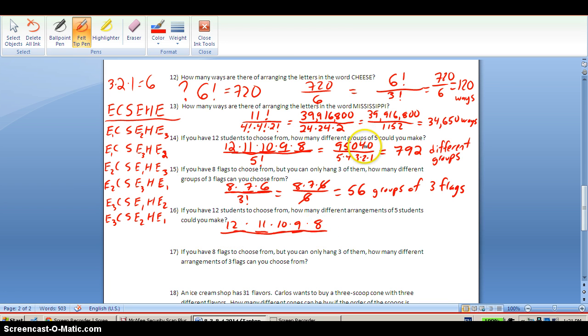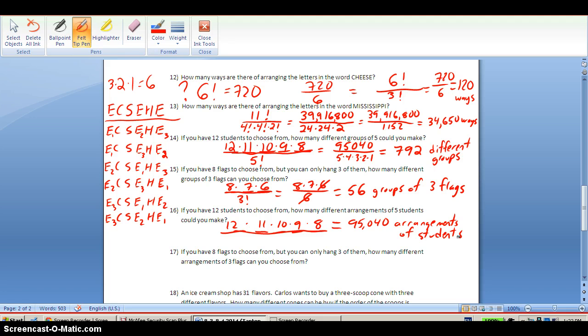I look back at number 14, which was very similar, except I was dividing by 5 factorial. This one I had to divide by that because they were groups of 5 and the order of the students didn't matter. But now the order matters, so I don't need to treat the 5 students differently. And so I simply multiply those out, and I get, just like I got up here, 95,040 arrangements of students, different arrangements of students to choose from.